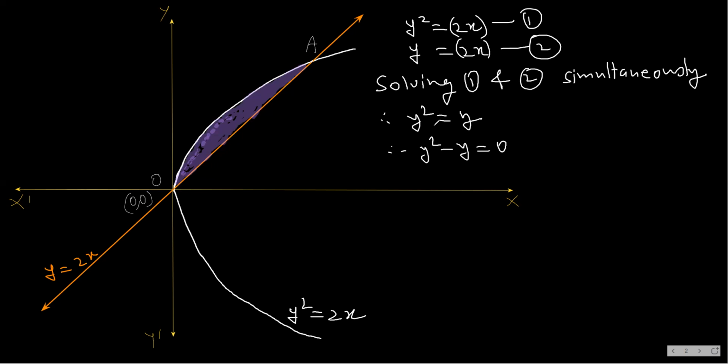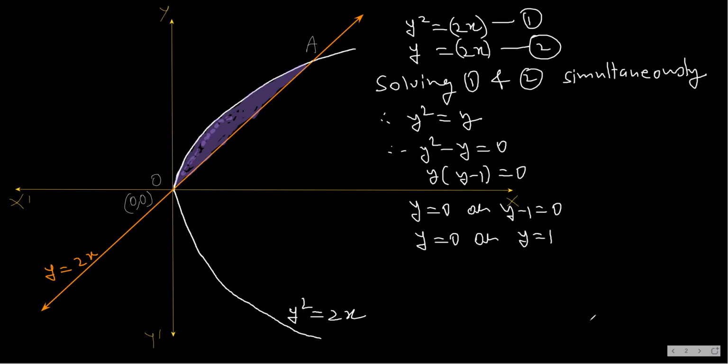ठीक है, y कैंसिल मत करो प्लीज, y कैंसिल नहीं करते हैं, फिर वो एक सॉल्यूशन अपना छूट जाएगा. ये y इधर ले लो, y स्क्वायर माइनस y इक्वल टू 0. अभी y कॉमन ले लो, सो y माइनस 1 इक्वल टू 0. So y equal to 0 और y minus 1 equal to 0. So y equal to 0 और y equal to 1. अब दो मिल गया आपको, y 0 मिल गया और y 1 मिल गया.